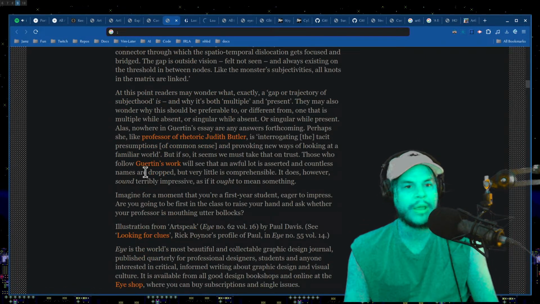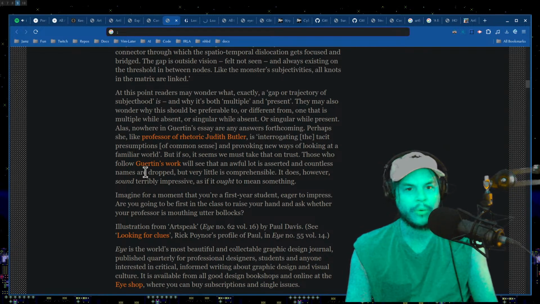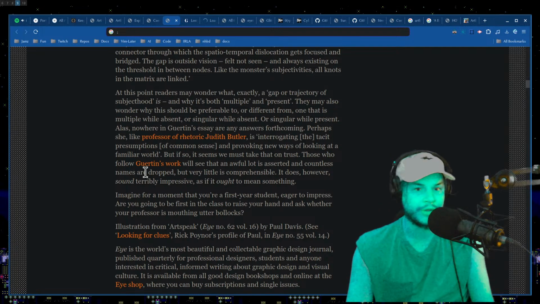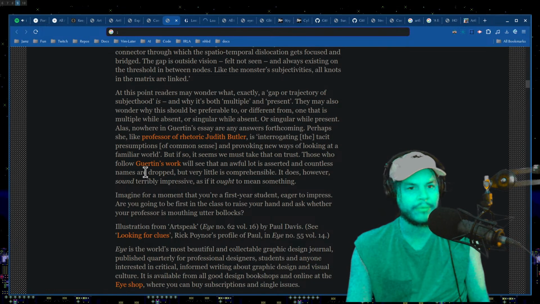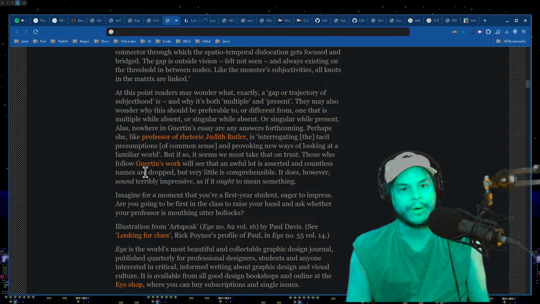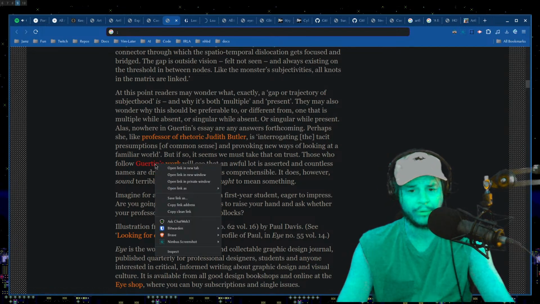At this point, readers may wonder exactly what a gap or trajectory of subjecthood is and why it's both multiple and present. They may also wonder why this should be preferable or different from one that is multiple while absent, or singular while absent, or singular while present. Alas, nowhere in Gertin's essays are there answers forthcoming. Perhaps she, like the professor of rhetoric Judith Butler, is interrogating the tacit presumptions of common sense and provoking new ways of looking at the familiar world. But if so, it seems that we must take that on trust. Those who follow Gertin's work will see that an awful lot is asserted and countless names are dropped, but very little is comprehensible. It does, however, sound terribly impressive.